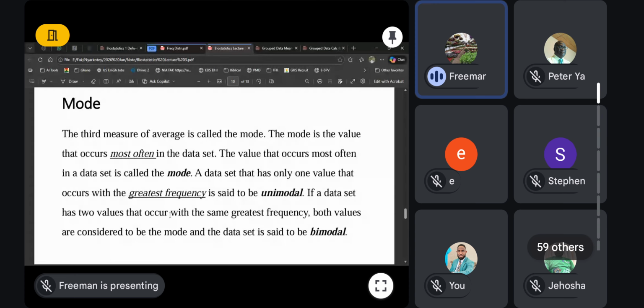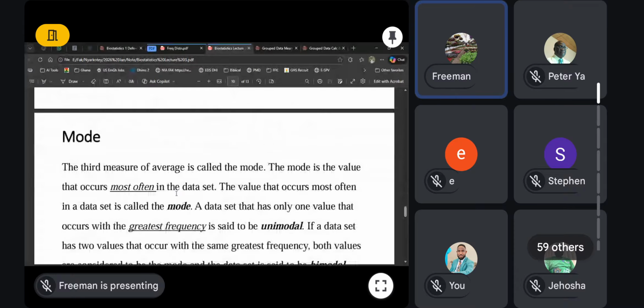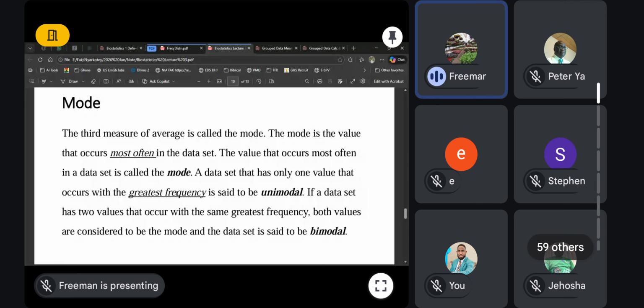And we call that kind of data bimodal. We say the data set is bimodal. It has two modes. Bi means what? Two. If there is only one mode, like we have above here, where the mode is 2, this is unimodal. In case you have more than two numbers as the mode, that becomes multimodal.